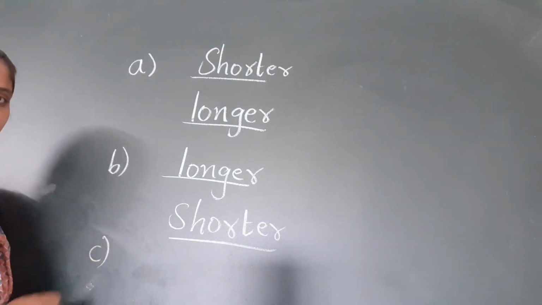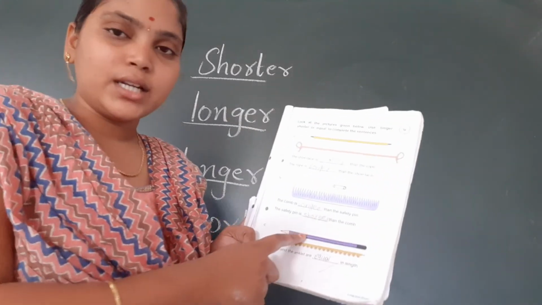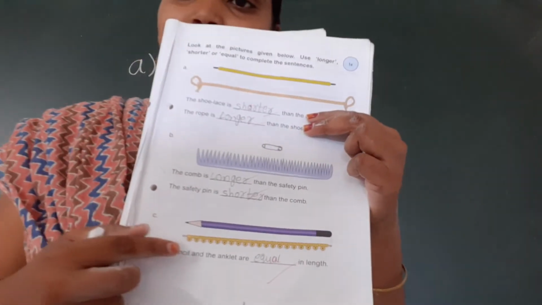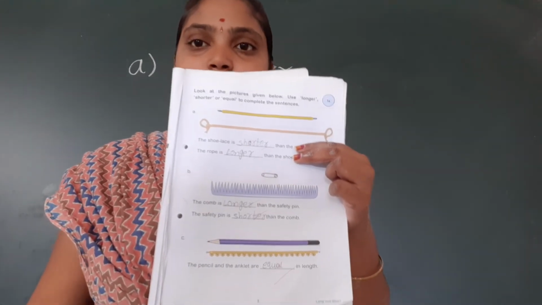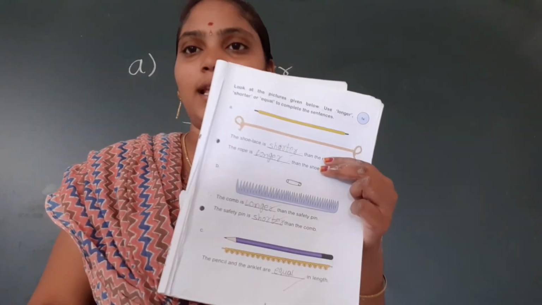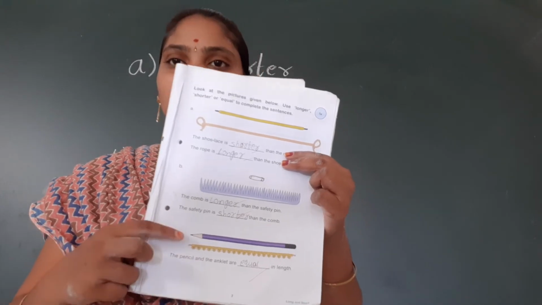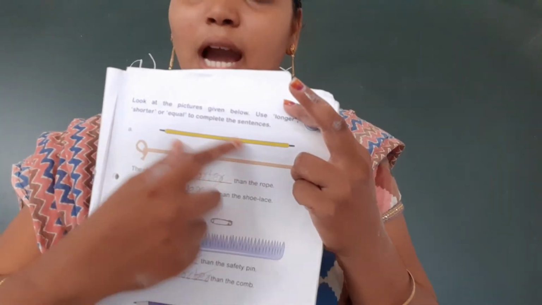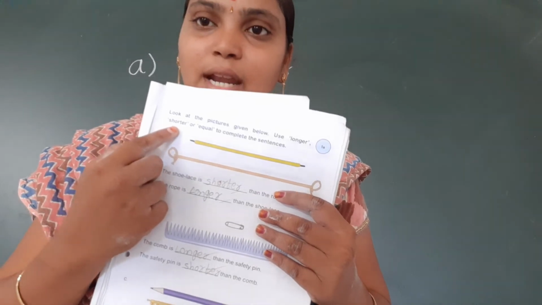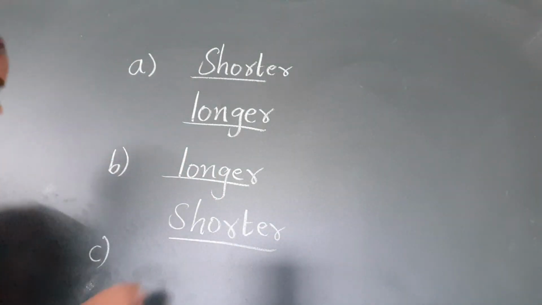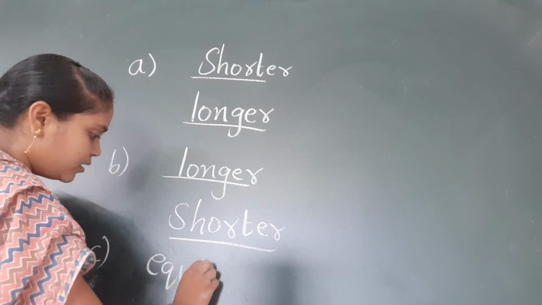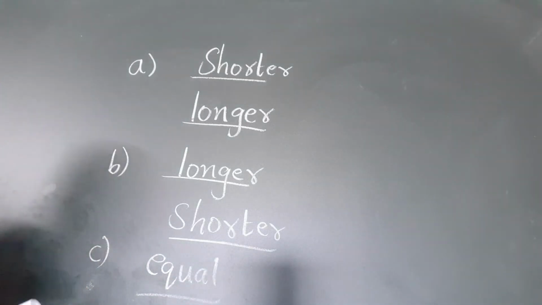Next, C1, children, last one. Here what are the two objects given here? Pencil and anklet. In these two objects, which is shorter and which is longer, can we say that, children? No, why? Here these two are equal in length. Yes, children, these two are equal in length. Here given, children, just you have to see here and write. Here given longer, shorter or equal, just you have to use these three words only. So the pencil and anklet are equal in length.